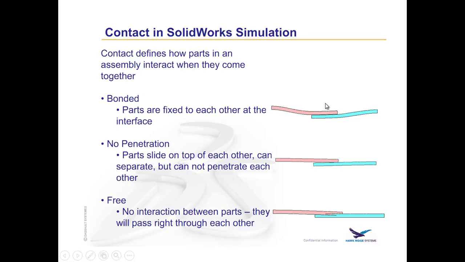So here we have two plates, and if these plates get deflected downward, they will stay in contact right there the whole time. So there's actually no deflection happening in these pieces right here where they're bonded. No penetration: parts slide on top of each other, can separate, but cannot penetrate each other. So these two can slide, push on each other, but the pink piece will not go into the green piece like they can down here, where it's completely free, no interactions between the parts. They will pass right through each other. Right? So those are the three different kinds, and we'll look at those.